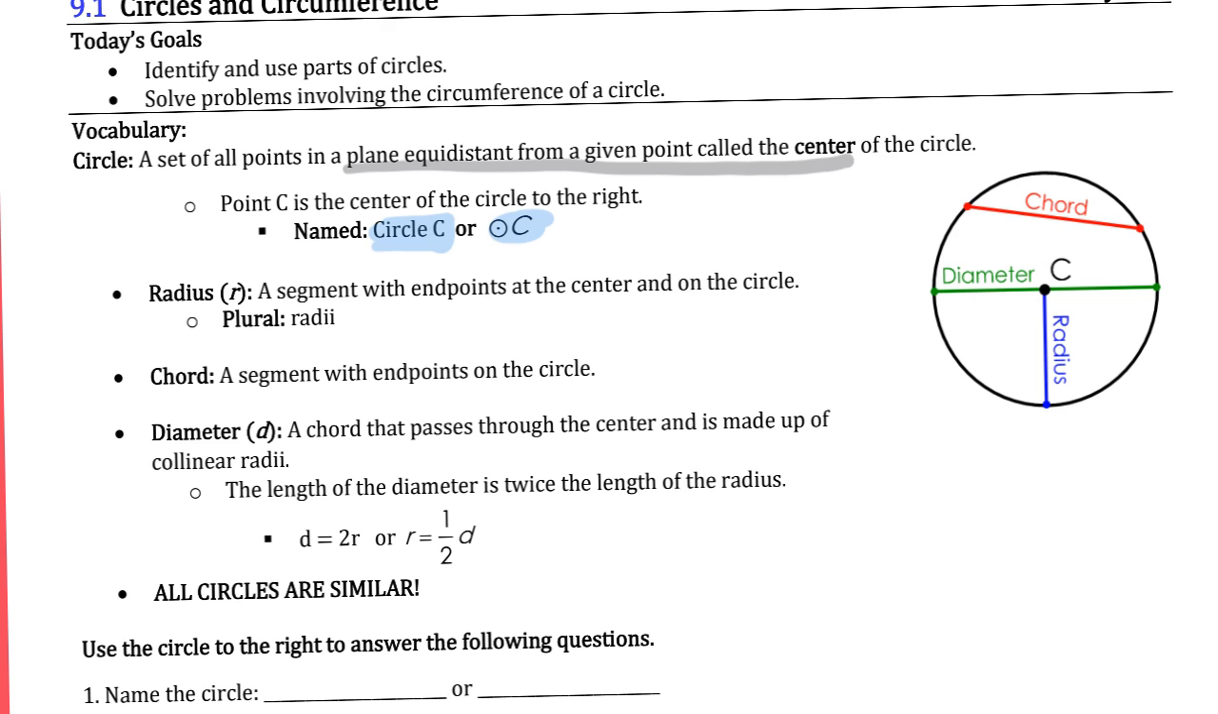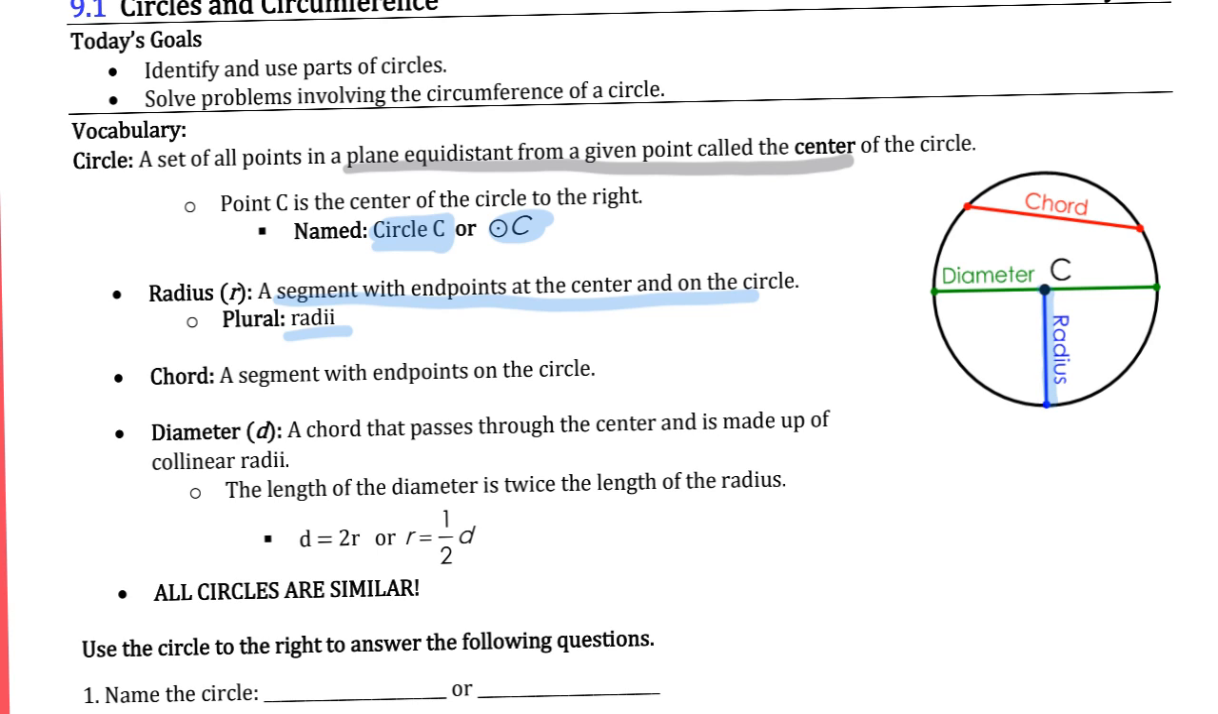The radius is going to be the distance from the center to the circle. There are many radii that you can draw, but a radius is just one of those that you could draw. And so the plural is radii. And so it'd be where it starts at the center and it goes to the edge.